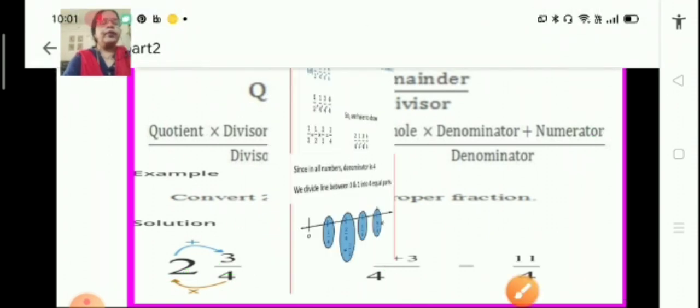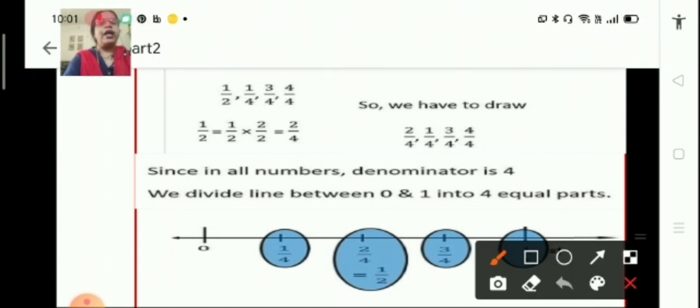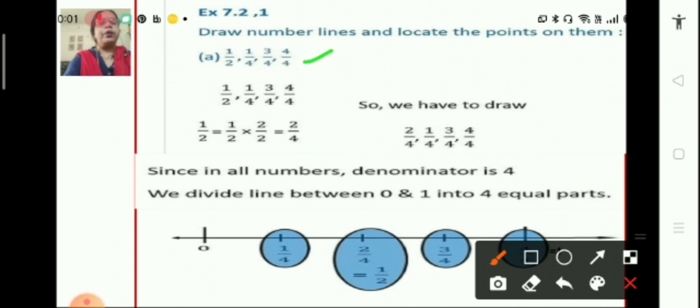Now let's solve the problems of exercise 7.2. Question 1. Draw number lines and locate the points on them. A: 1/2 or half, 1/4, 3/4 and 4/4. These we have to show on the number line.